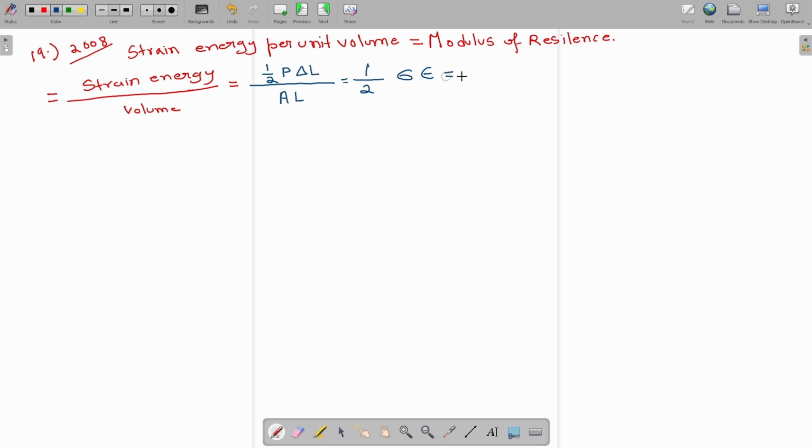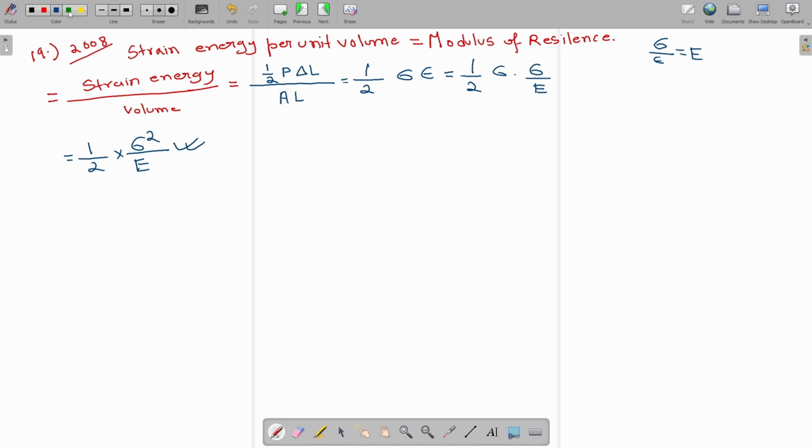And we know that stress is directly proportional to strain. That is, stress upon strain gives us Young's modulus. Therefore, we can write it as sigma into sigma by E. We are just replacing the strain. Half sigma square by E. This is the formula we need to apply to find our answer.